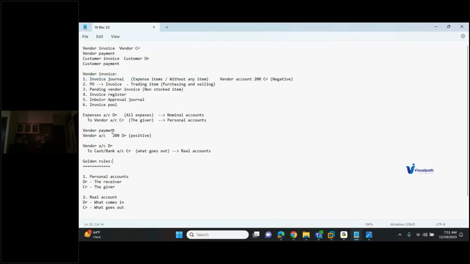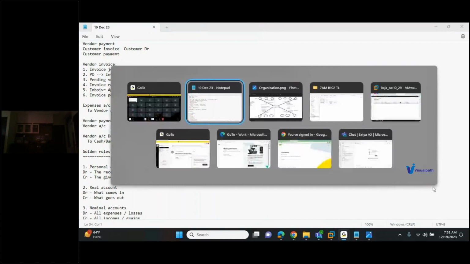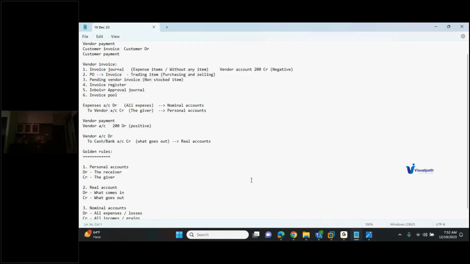So, whenever you are doing expenses, it is expenses account debit to vendor account credit. First rule. Here, there are three golden rules. So don't panic, everyone. I will clear all these doubts slowly. It will take at least one week to ten days to understand all these things. Accounts as well as Dynamics application together, I'm going to teach you.